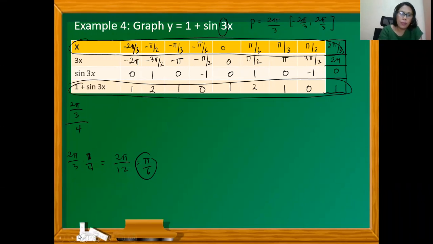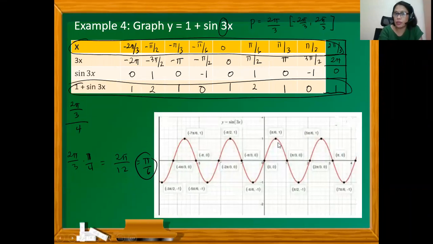Okay. So, in comparison to y equals sine 3x, this is the graph of y equals sine 3x over 4 periods. So, take note that from here until here covers 2 periods. So, take note that y equals 1 plus sine 3x and y equals sine 3x have the same x coordinates: negative 2 pi over 3, negative pi over 2, negative pi over 3, negative pi over 6, and so on until 2 pi over 3. It's just that they will differ in the y coordinates because the graph will move up by 1 unit. So, for example, if we begin with this point, it will move by 1 unit here.